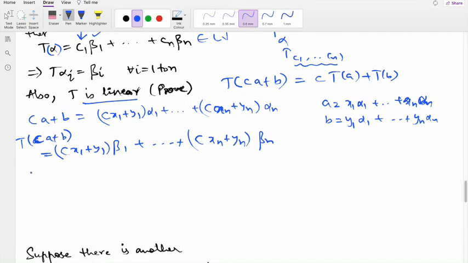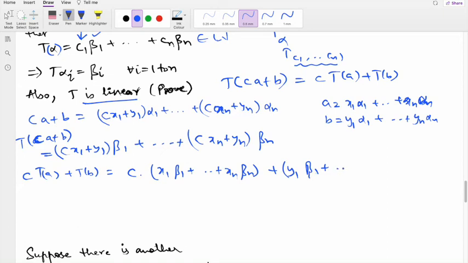Now everything follows very straightforwardly, because C times T of A plus T of B is, what will T of A be? It will just be x1 beta 1 plus until xn beta n, plus T of B, which is going to be y1 beta 1 until yn beta n. And you can see that these two are equal, so T is linear. So this is fine.